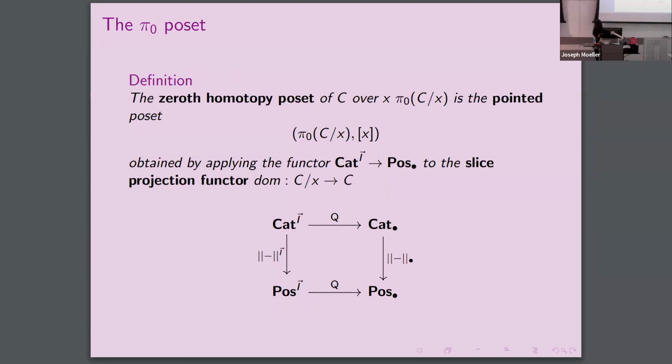And so we're ready. We have everything to define our zeroth homotopy poset, which will be this pointed poset, which we get by applying the functor from the arrow category of Cat to pointed Pos to the slice projection functor, which is an object of the arrow category of Cat and correctly returns a pointed poset, so an object of the target category.